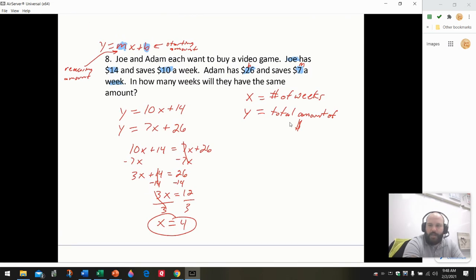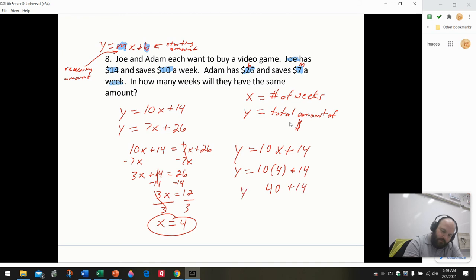Now, once I have what x is equal to, I would take that x value and plug it in. It doesn't matter which equation. I think I'm going to use the first. Y equals 10x plus 14. So the 10 is going to multiply the x, which in this case turns into 4 from what we solved. That turns into 40 plus 14, which gives me 54.